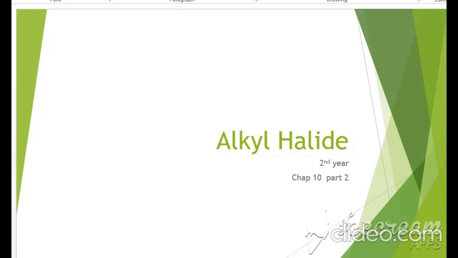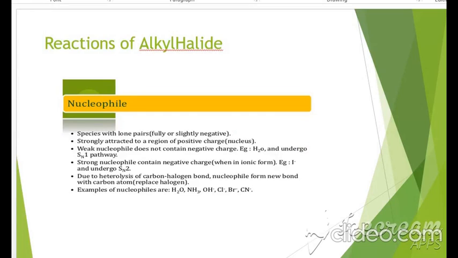In the last lecture of alkyl halide, I gave a discussion on preparation, nomenclature, and types of alkyl halide. Now we are going to focus on the chemical reactions. What are the chemical reactions of alkyl halides? There are two types of chemical reaction. One is the nucleophilic substitution reaction. The second one is the elimination reaction.